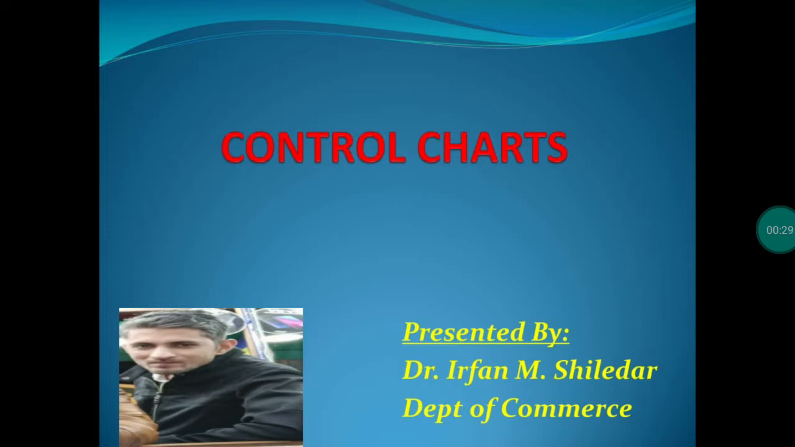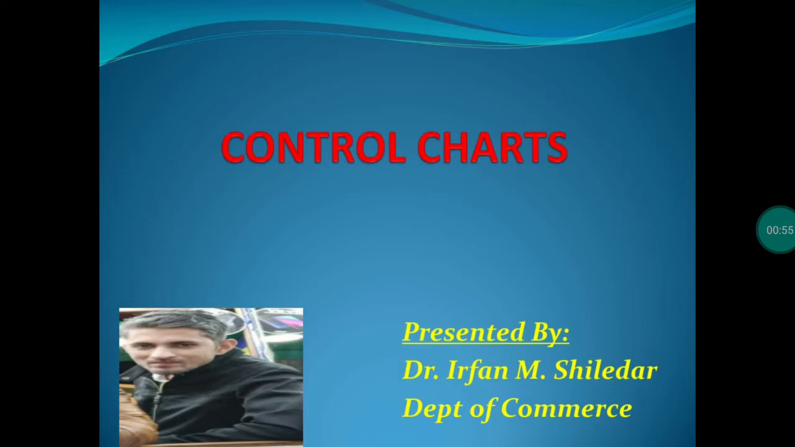What do you mean by control chart? A control chart is a graphical device which is used to verify whether a production process is in statistical control or not. Control chart is a graphical device. It is found whether the production process is within control or outside the control.